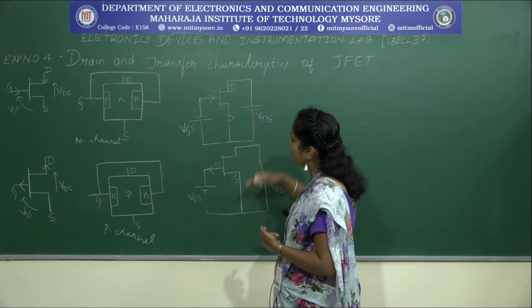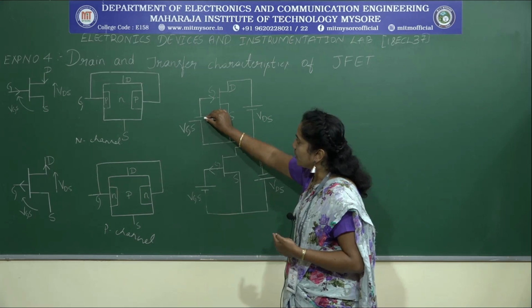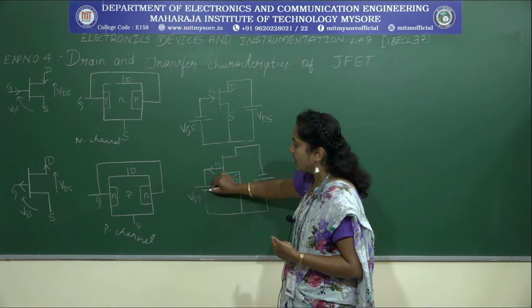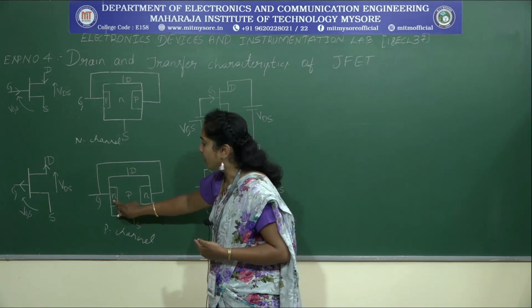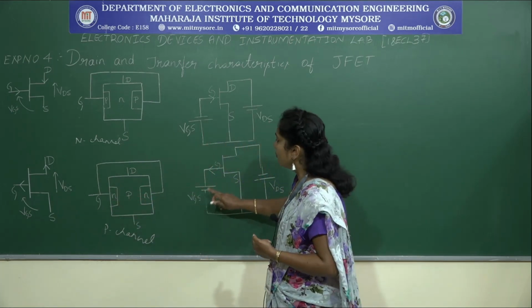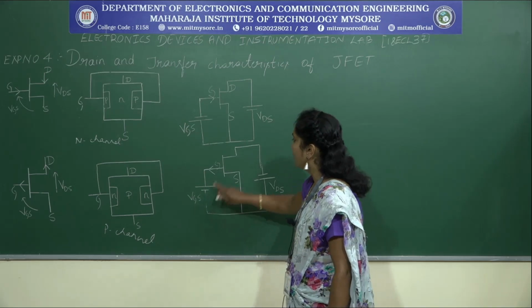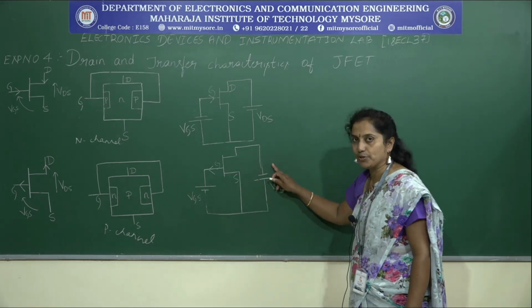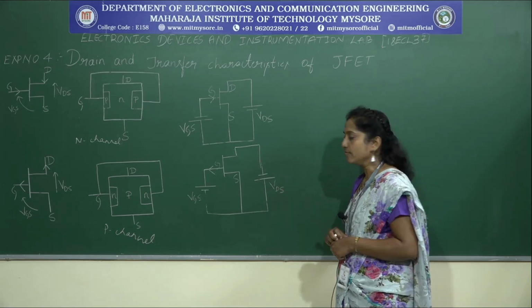The P channel will always be in the reverse direction compared to the N channel. If it is negative here, it will be positive. Why is it positive? Because the gate here is N-type semiconductor, so it is positive with respect to source. And drain we apply with the negative terminal with respect to source.